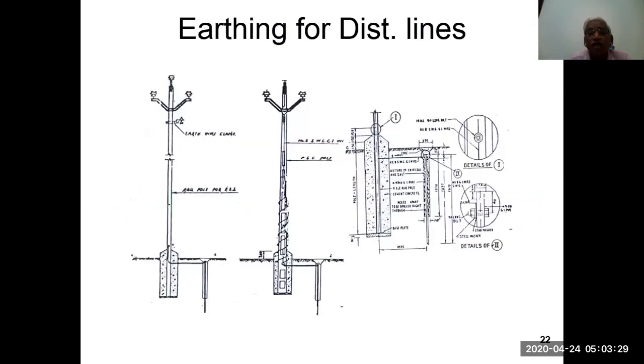Earthing of distribution lines. You can notice that here he has given the earthing as metallic. For a non-metallic or concrete pole, he is taking it around and giving a connection to the cross arm and also to the bottom of the pin. You can see the grounding also here. A separate earth connection is taken out and given to the ground wire.